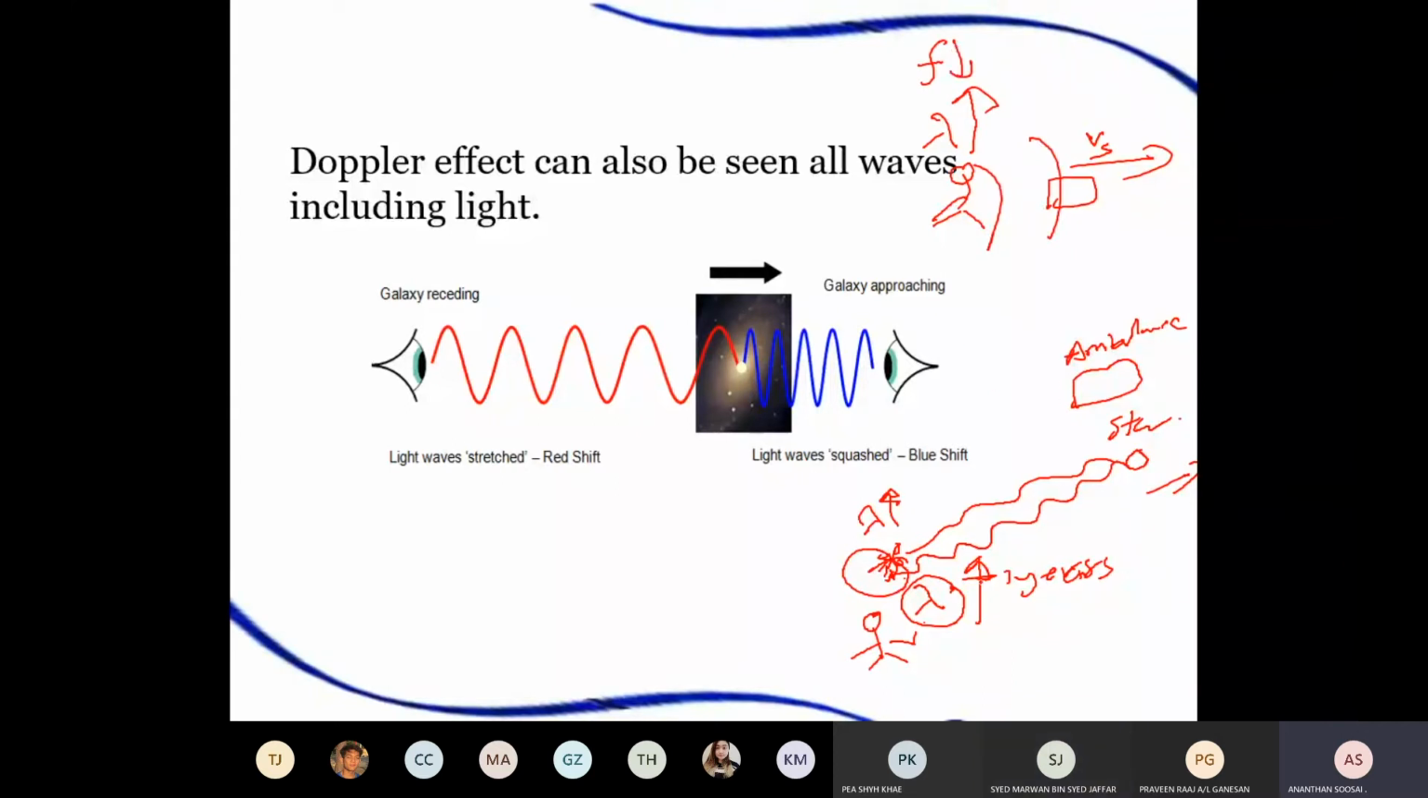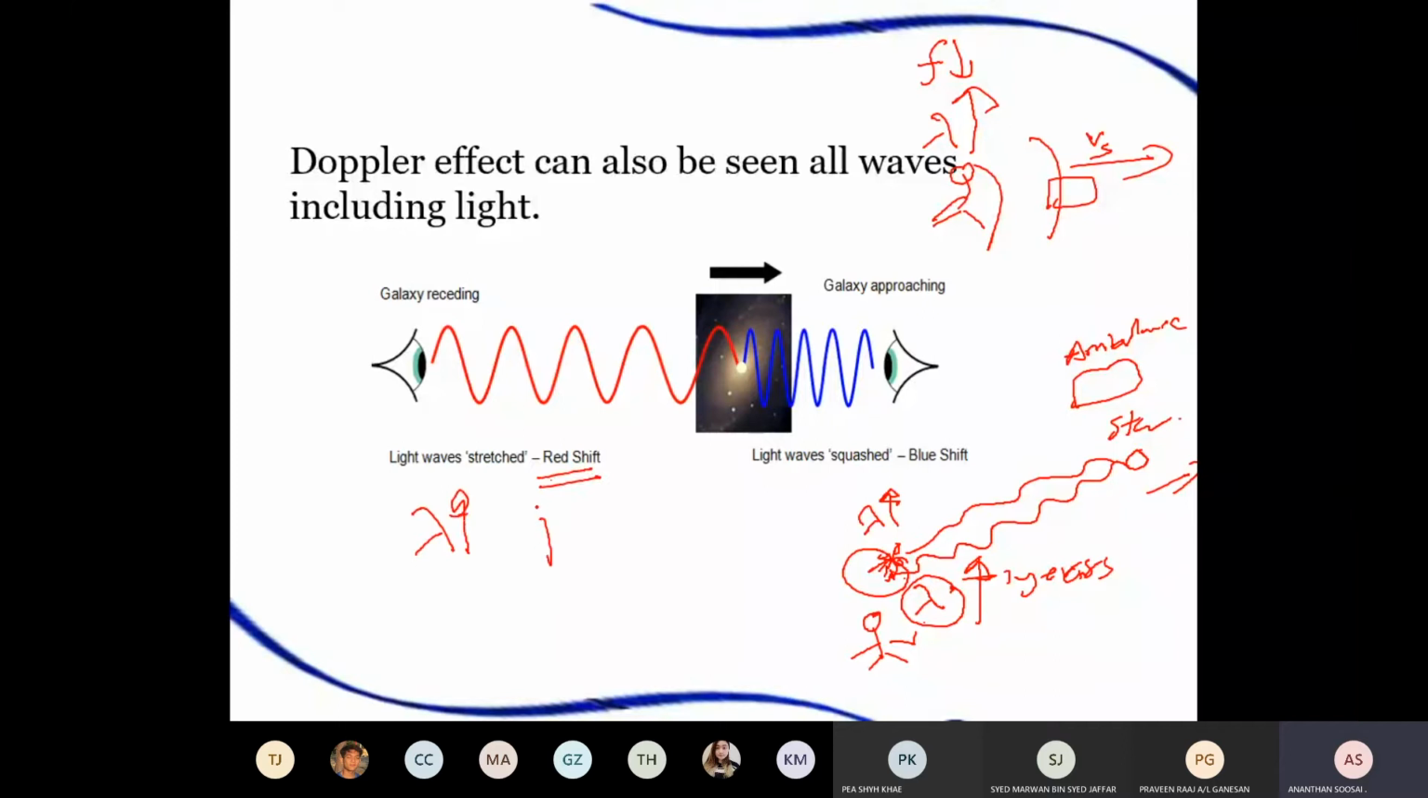The same thing happens with our star. The Earth and the star: we receive the light from the star, and the light wavelength is getting longer. So what is the conclusion about the star? Is it moving away from us or getting closer to us? It's moving away from us. So this phenomenon, the rise in wavelength, is called redshift.